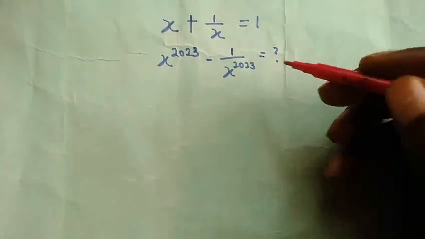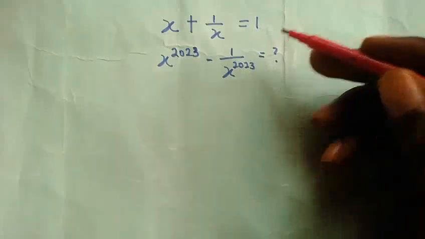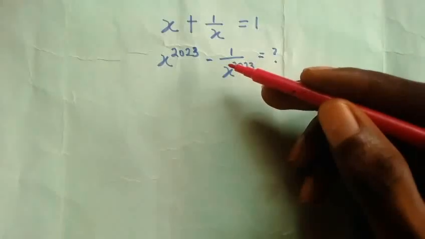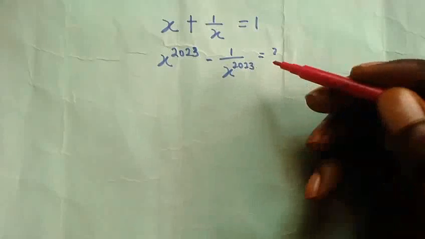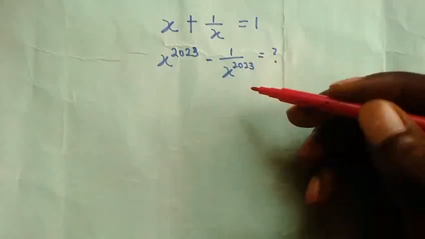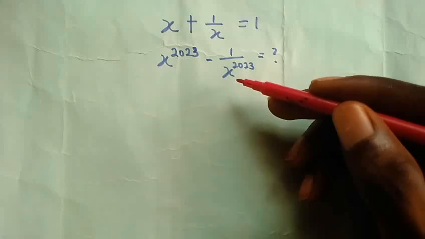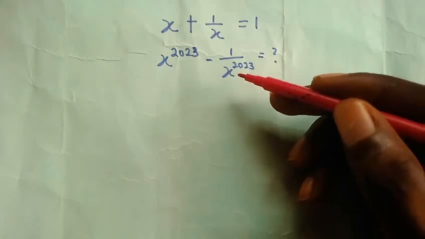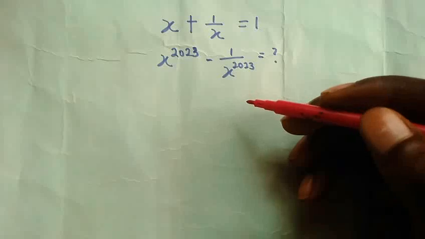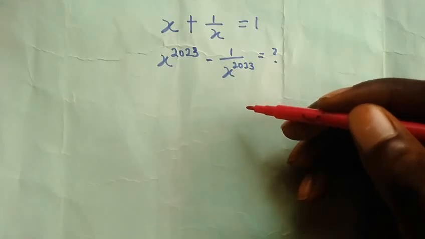Today we're having this problem that x plus 1 over x is equal to 1. Then x raised to 2023 minus 1 over x raised to 2023 equals what? Actually, this question looks very silly. One of my friends online was asking me if this can be solved without calculators. My reply was yes, this can be done in a very simple way. Now let's talk about how to solve this problem here.